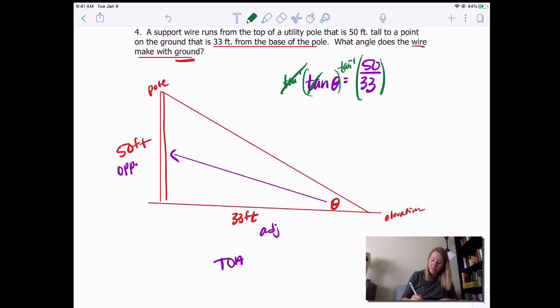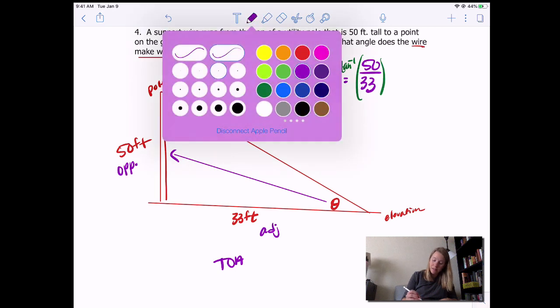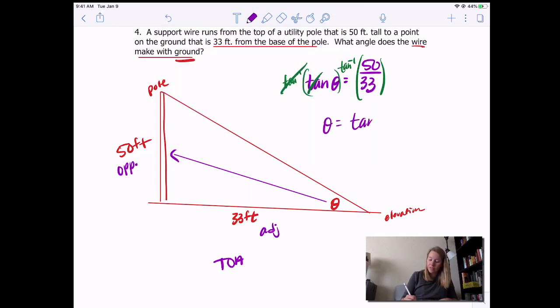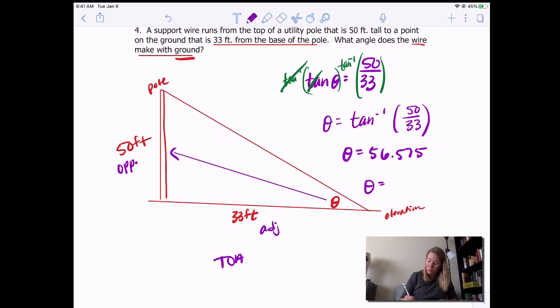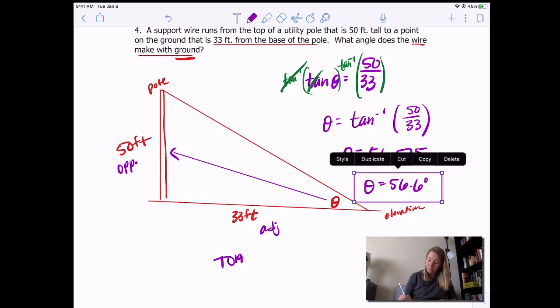on both sides, and I get that theta is equal to tan inverse 50 over 33. In your calculator, second tan, 50 divided by 33, I get that theta is 56.575. Okay, going back to our directions at the beginning, they say round your angles to the nearest tenth of a degree. So the angle, theta, my final answer will be 56.6 degrees. Don't forget that degree symbol.